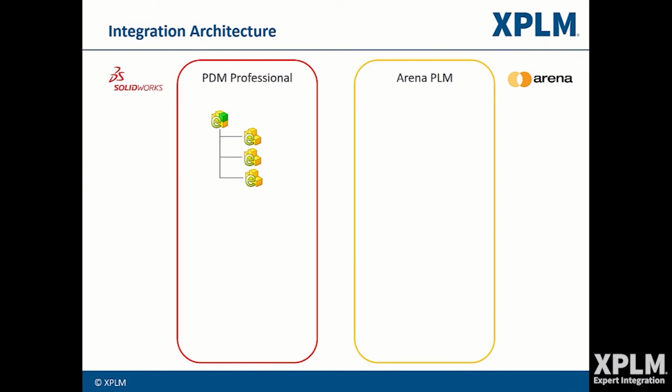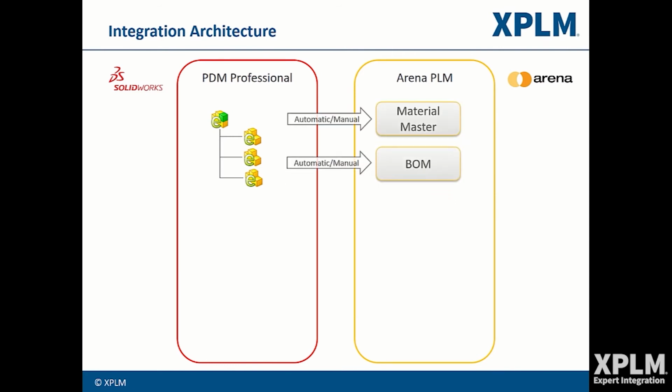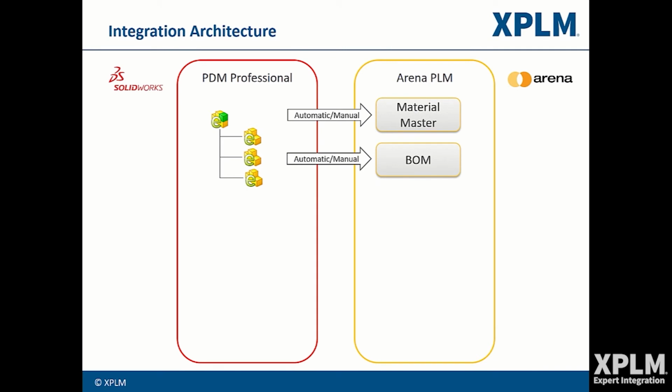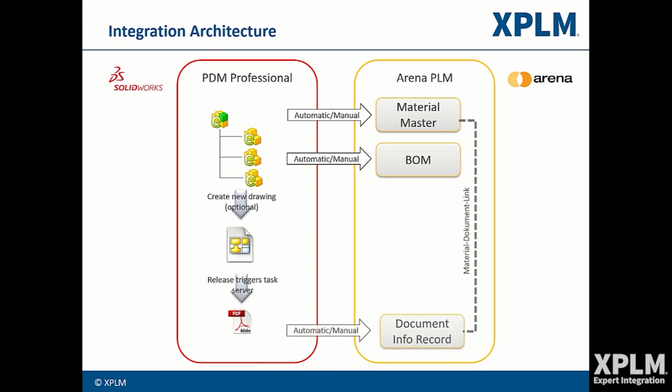This is our example of a simple development process. Let's have a closer look. The engineer creates a new assembly and saves it in PDM Professional. Using the assembly structure and part data, the integration creates material masters and bills of material manually or automatically. The engineer creates a new drawing for the assembly or a part. Usually, a neutral file format will be created automatically and saved in the vault as well. The file for the neutral format will be transferred and linked to the material master.